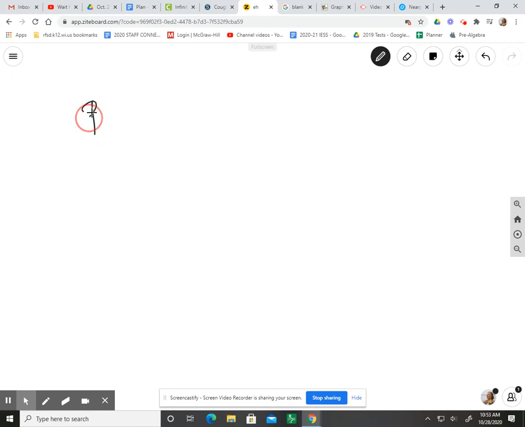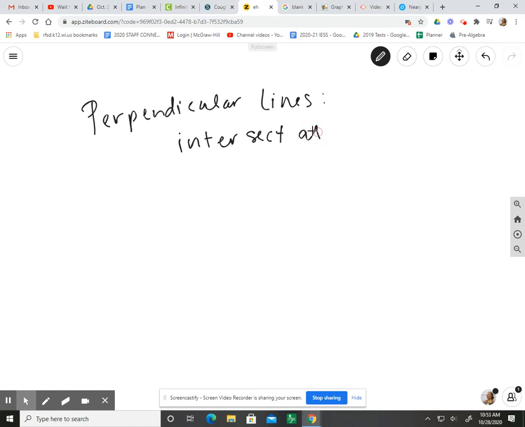Alright, so let's talk about what a perpendicular line is. So for perpendicular lines, again, we have to talk about two lines because it's a relationship. These lines intersect at right angles. So if I were to draw perpendicular lines, this line would be perpendicular to this line because where they meet, at this point here, the angle created is a right angle. It is 90 degrees.